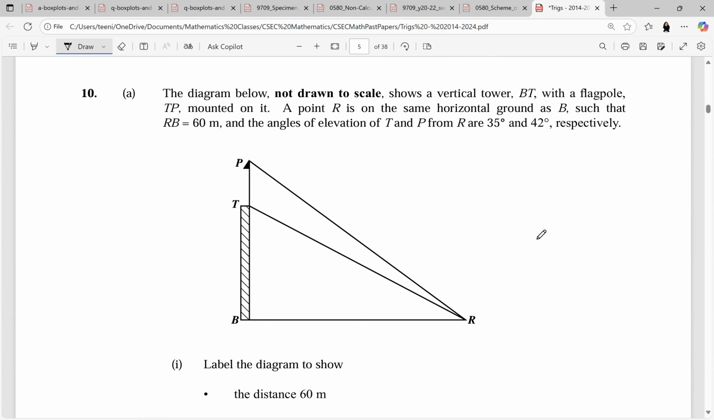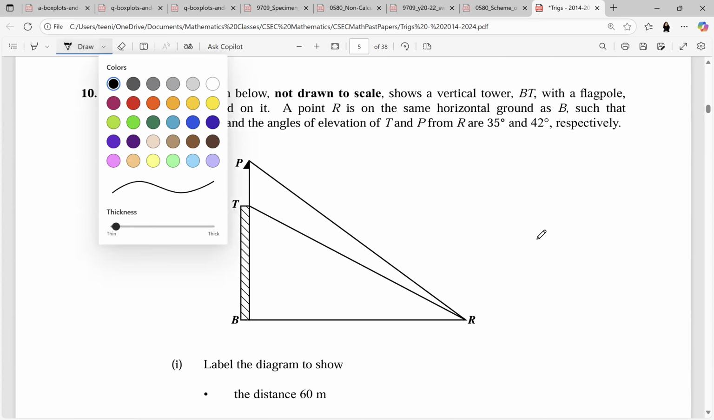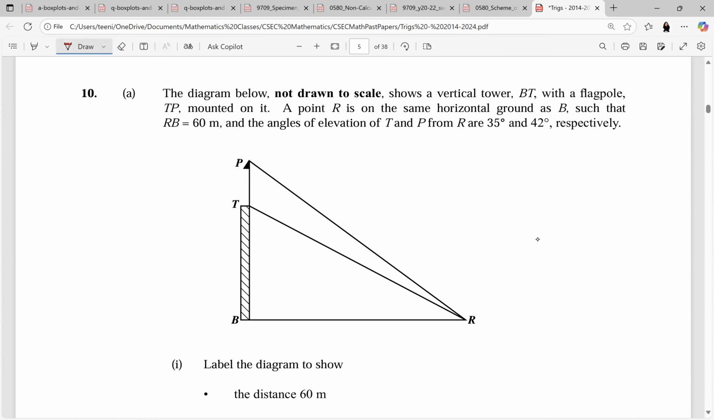Well, first things first, the easiest thing to label there is the 60 meters. RB is 60 meters. So this is B and this is R. So that distance RB is 60 meters. Here is 60 meters. Of course, this is the right angle.